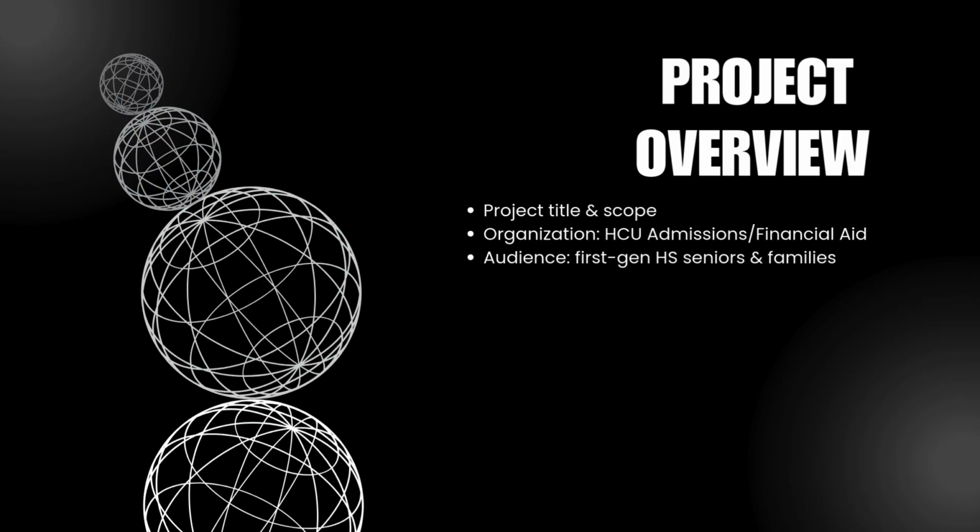This project is titled Empowering First Generation Students, a Financial Aid Literacy Module, and it was developed in partnership with Houston Christian University's admissions and financial aid offices. The main audience is high school seniors who are first generation college students, along with their families. The scope includes simplifying the FAFSA process, explaining types of aid, and providing practical resources to help with affordability.